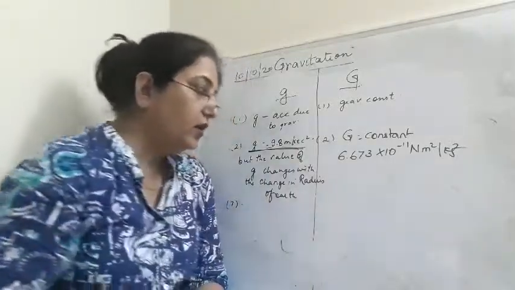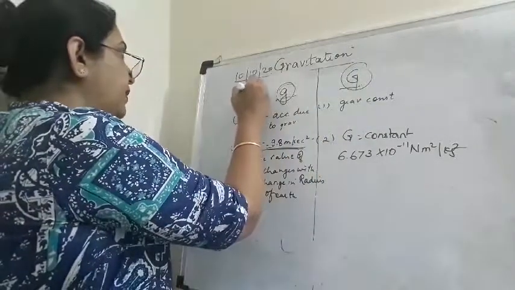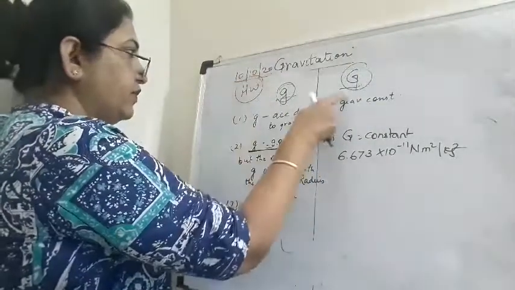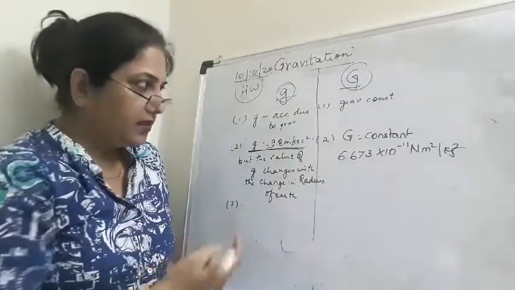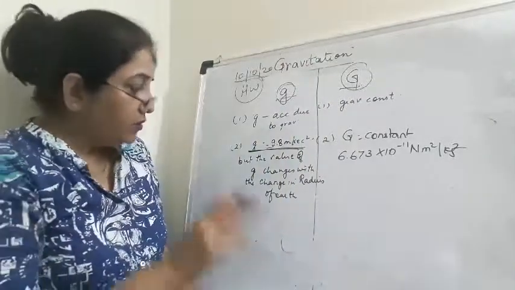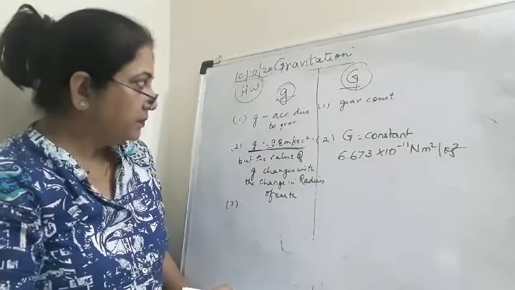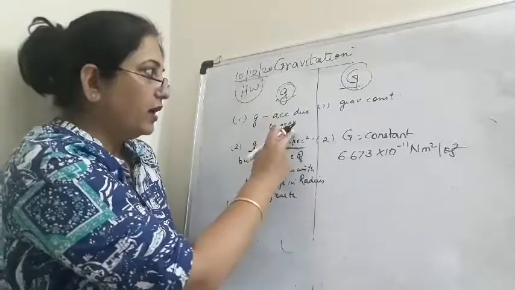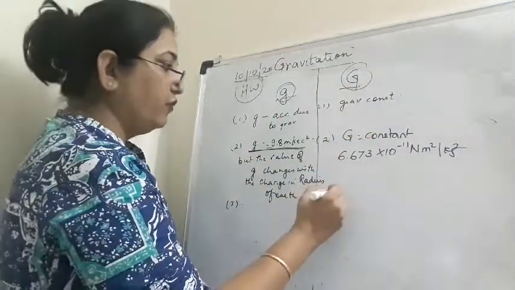So what is your homework? You have one more homework I gave you. This is another homework. Complete all the points of difference between small g and capital G. And I think it is easy for you to compare. You can also write, what else? Small g is acceleration due to gravity, capital G is gravitational constant. Yes, you can write the formula.